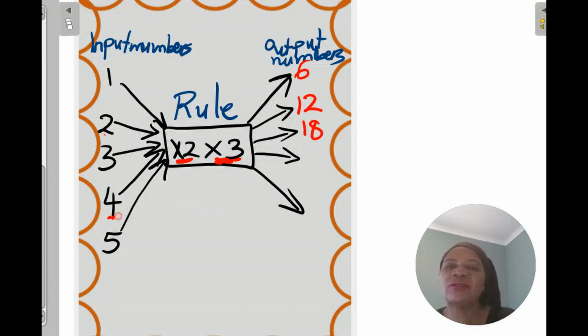The next one is 4. 4 times 2, 8. 8 times 3, that's 24. And the last one is 5 times 2, 10. 10 times 3, that's 30. So basically today we have seen that in a rule where there are two steps, two parts, we need to follow those two parts before we put the output numbers.